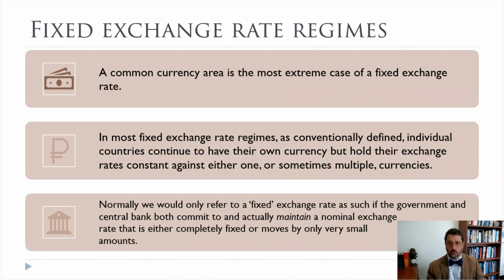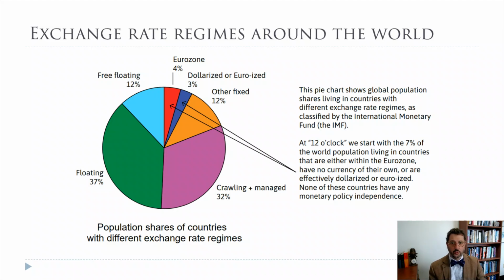All right, so if we look at this, we're starting here at 12 o'clock and saying, okay, 4% of the population is in the Eurozone. So that's a kind of common currency area. But remember, it's also kind of a floating currency, right? Because the euro itself is allowed to float against other currencies. Then we have what are called dollarized or euroized countries. And so these countries are actually using either the dollar or the euro as their currency.